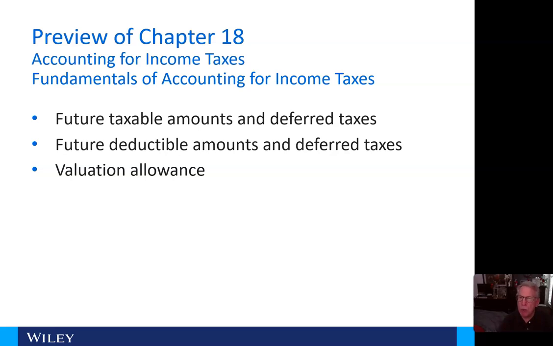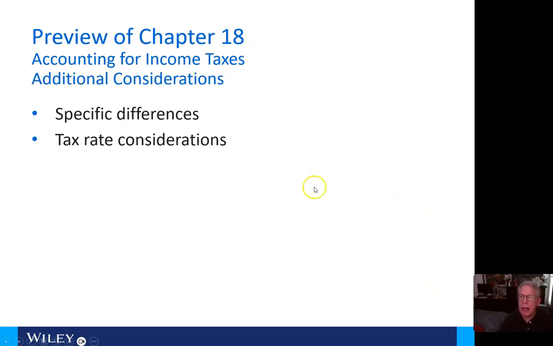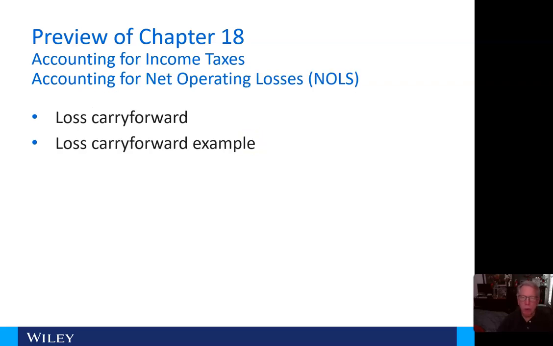If we preview the chapter, we're going to be looking at future taxable amounts and deferred taxes, future deductible amounts and deferred taxes, and a valuation allowance. And lastly, we're going to look at specific differences between GAAP and the tax code and some tax rate considerations.